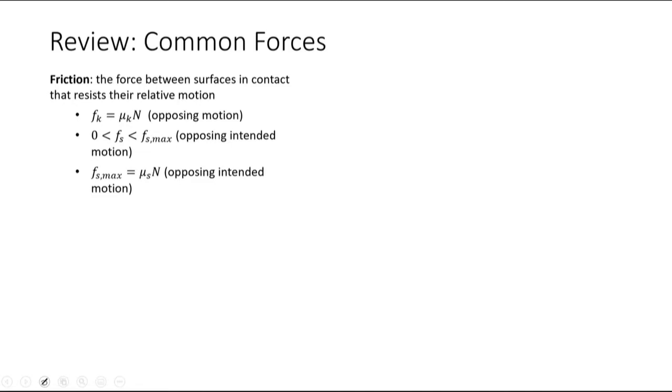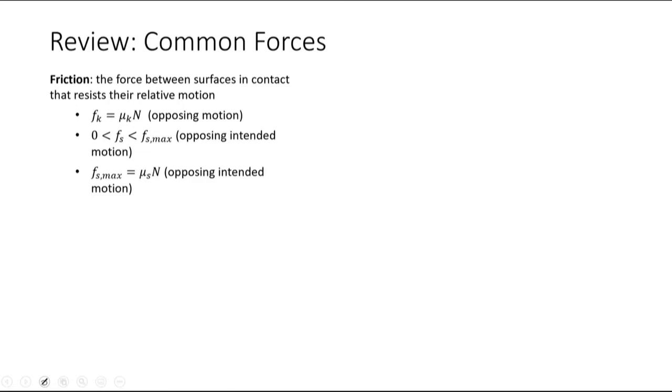So remember, kinetic friction is always equal to mu k times n, where mu k is the coefficient of kinetic friction. So whenever you have a kinetic friction problem, you'll probably want to start by finding the normal force. Okay. And then kinetic friction, it's always in the direction that opposes motion.